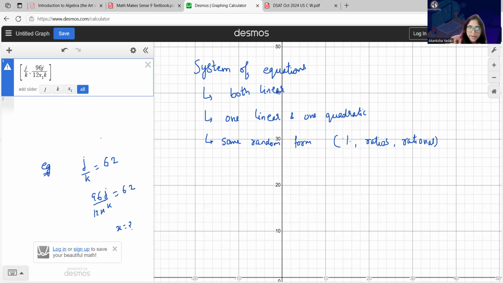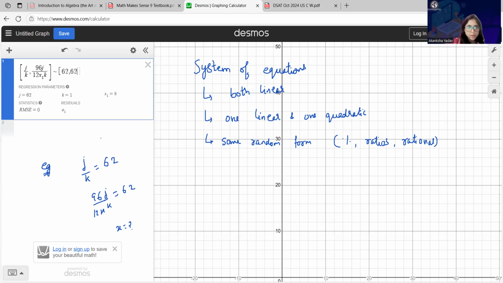And now instead of equal to, I'll be writing the equivalent sign. And on the right side, I will be writing all the right sides of all the equations together. So it'll be 62, 62. You will get all the answers. J is 62, K is 1, X1 is 8.